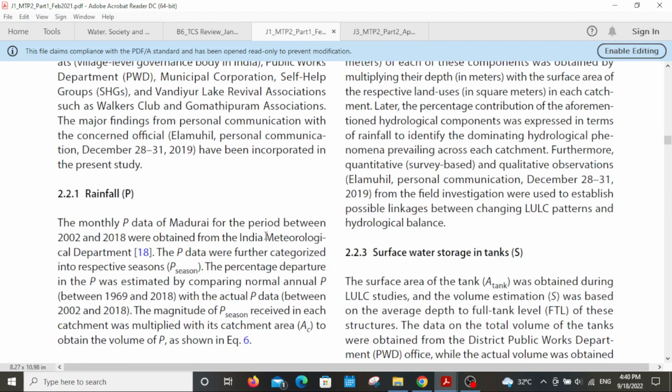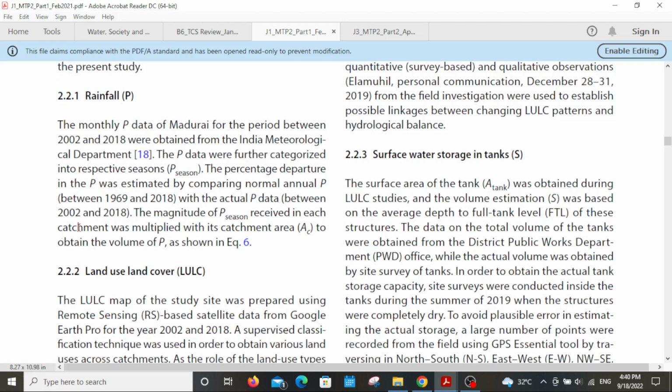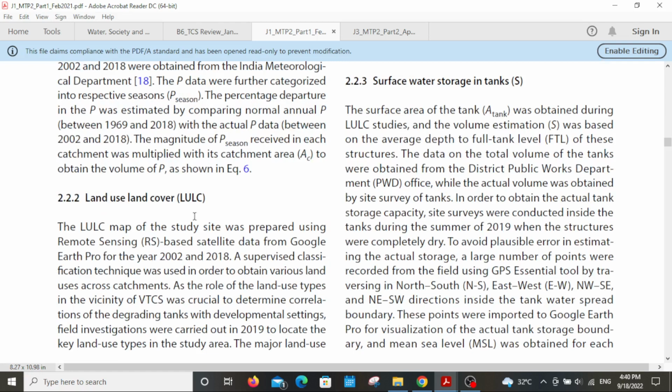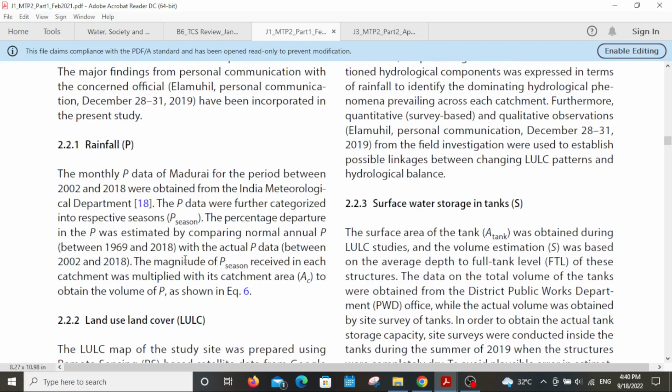So we have described the methodology in detail, and these are the same methodologies that we studied during weeks 1, 2 and 3. The rainfall data was acquired from the India Meteorological Department and was analyzed for 2018. Land use and cover maps were generated using Google Earth Pro. The details of each of these methods are provided here.